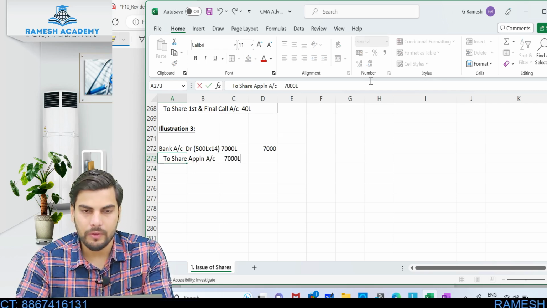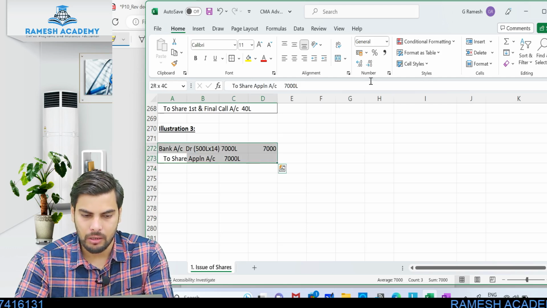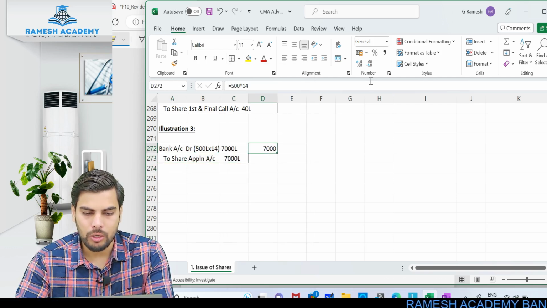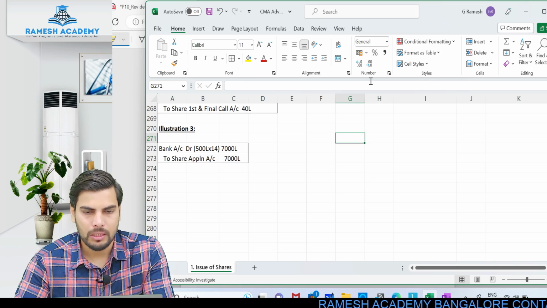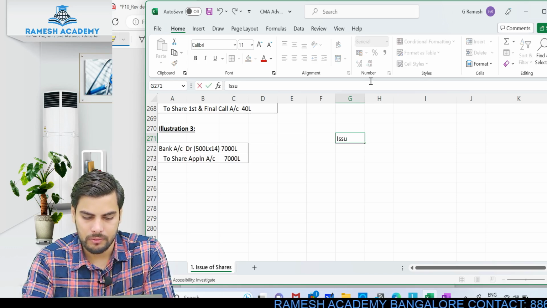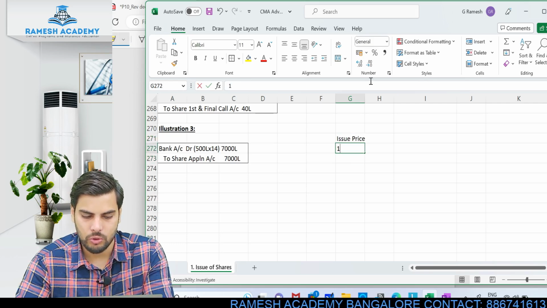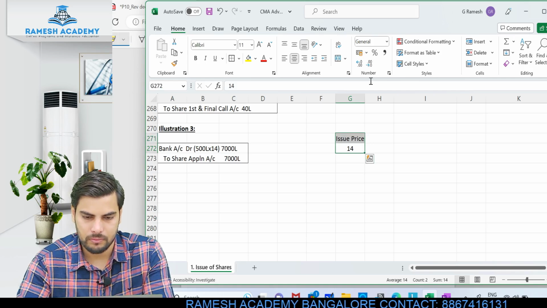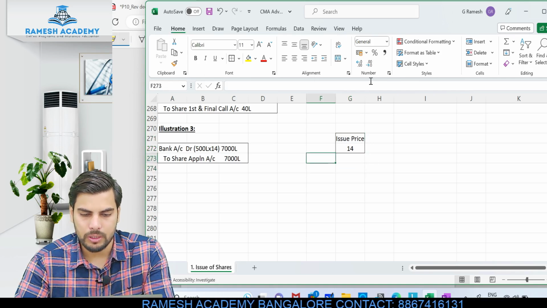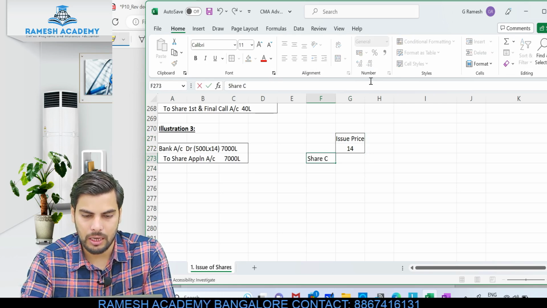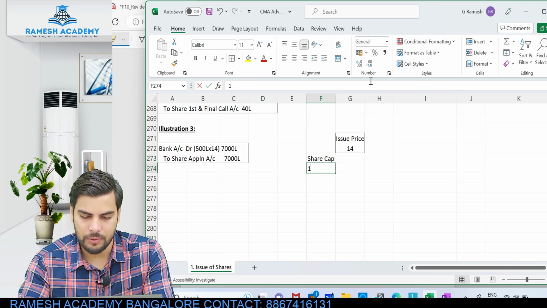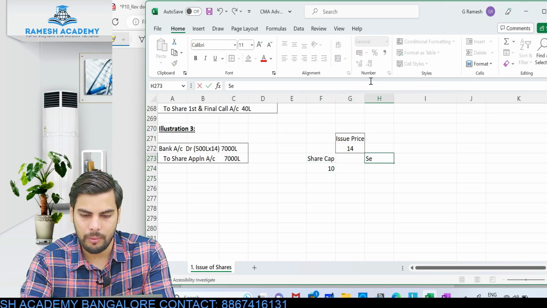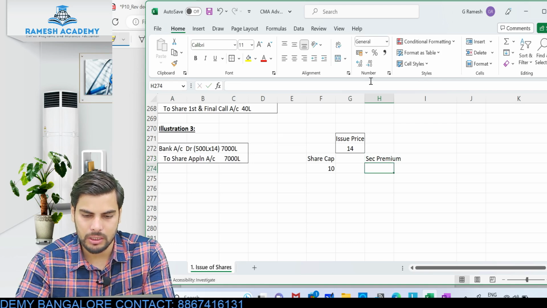The next entry would be with respect to transferring the amount to the share capital. Now out of this particular amount, we should be knowing how much needs to be transferred to share capital and how much needs to be transferred to securities premium. The issue price was 14 rupees. Out of this 14 rupees, share capital will be transferred to the extent of nominal value or face value, which is 10 rupees. And the remaining amount, that is 4 rupees, will be transferred to securities premium.